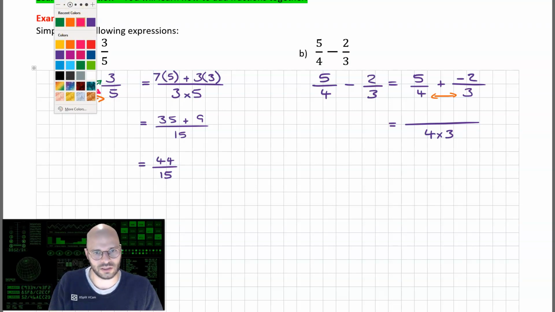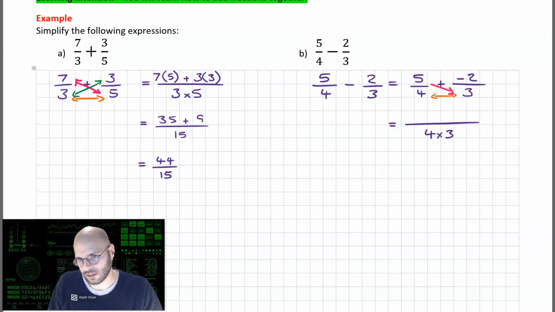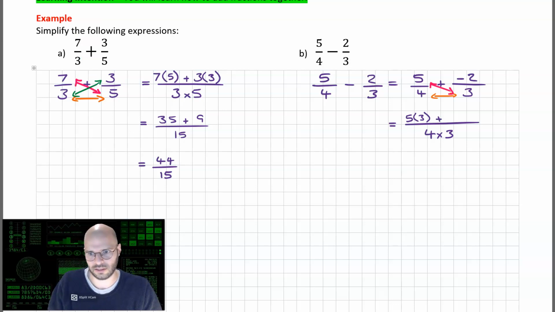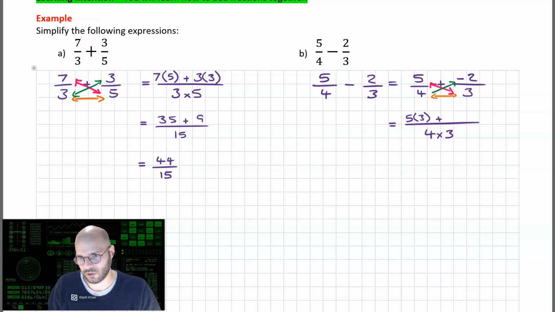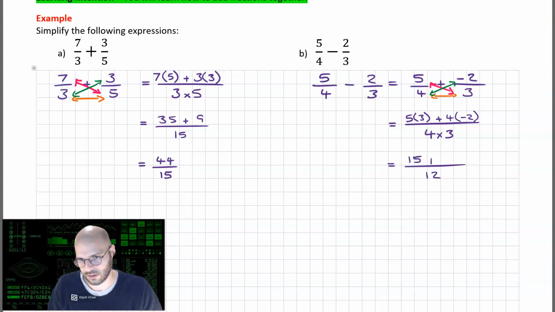Next, I get my first numerator and multiply it with my second denominator. This will be 5 by 3, and then it's plus. Finally, I get my first denominator and multiply it with my second numerator, which happens to be negative now, so it's 4 by minus 2. Calculating this out, I know that 4 by 3 is 12, 5 by 3 is 15, plus, and 4 by minus 2 is minus 8.